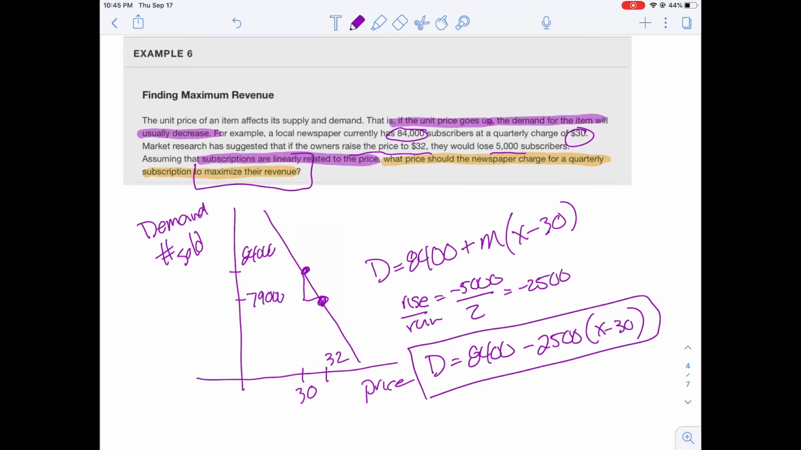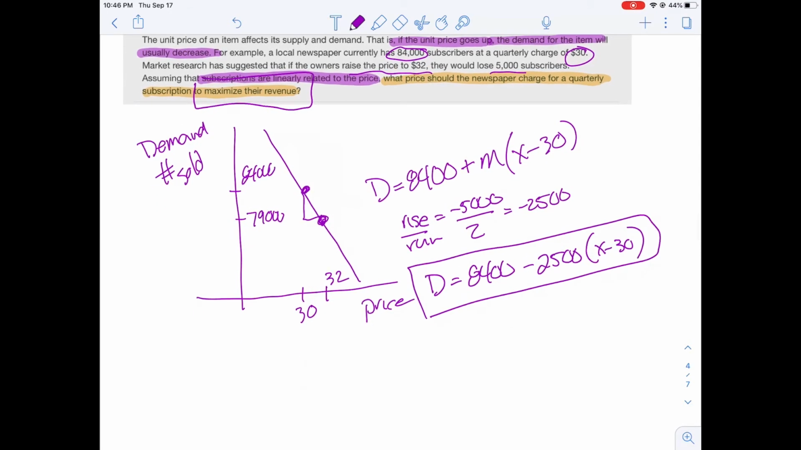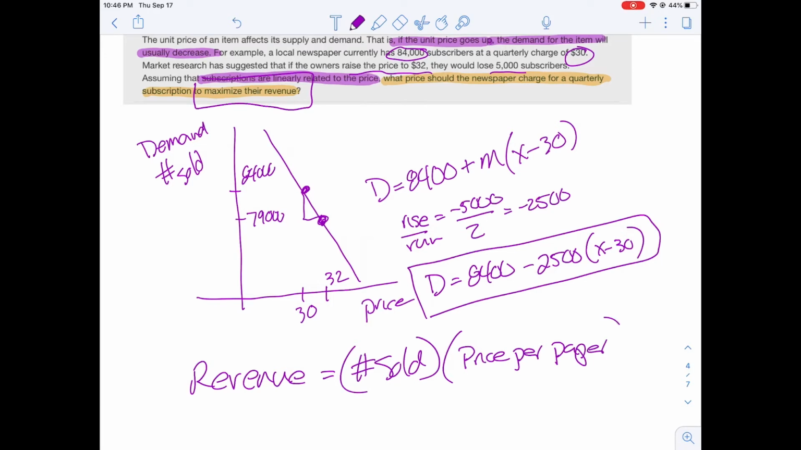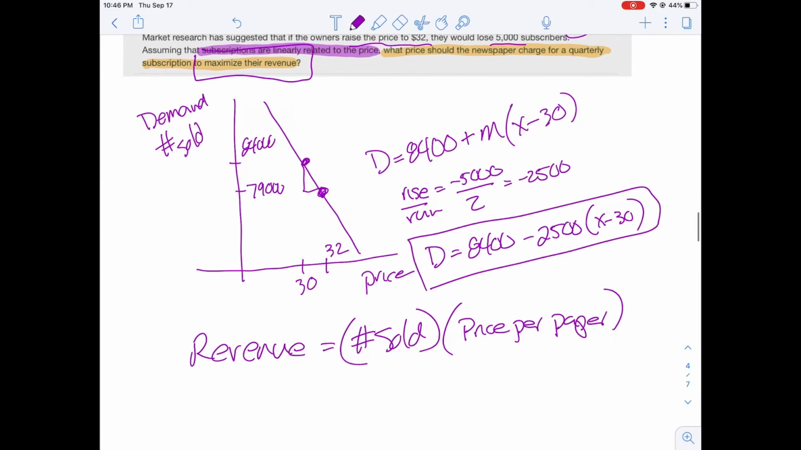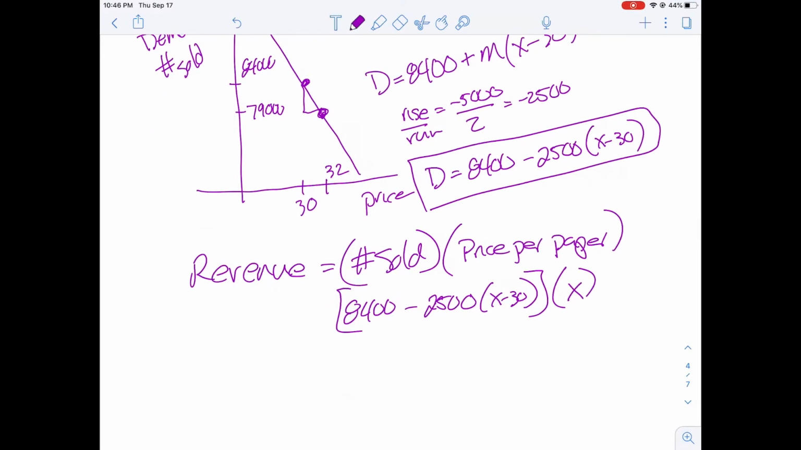But what did they ask me for? They asked me to maximize the revenue. So how do I find the revenue? How much money am I going to make? What's the revenue? Well, it's the number sold times the price per paper. We set the price to be x, and the number sold is what we have here, 84,000 minus 2,500 times x minus 30, times x. x is the price.